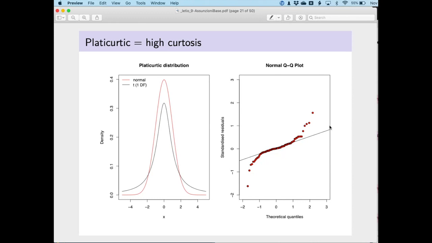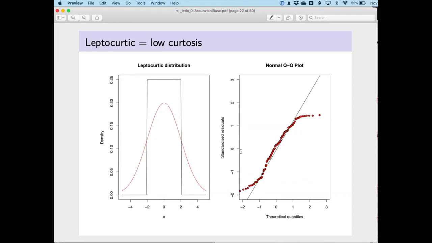And this is another type of deviation. That's the last one. In this case, this is a uniform distribution, which looks strange, but it's a distribution. This is the Gaussian, and you see that we have a higher level of density in the central part, and we have no outliers. In this case, here is the situation.